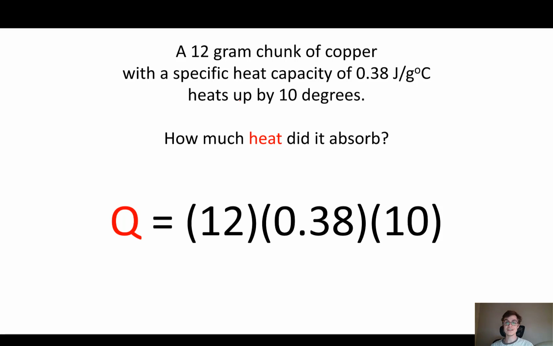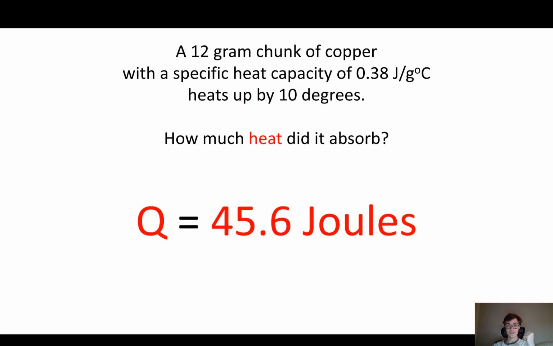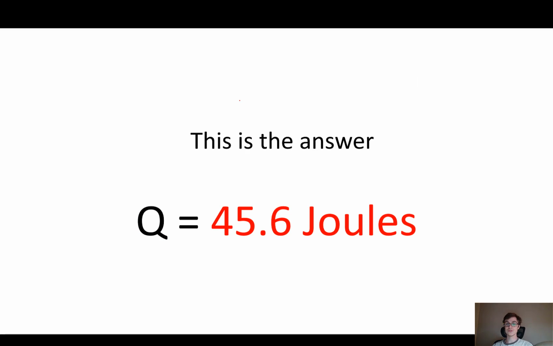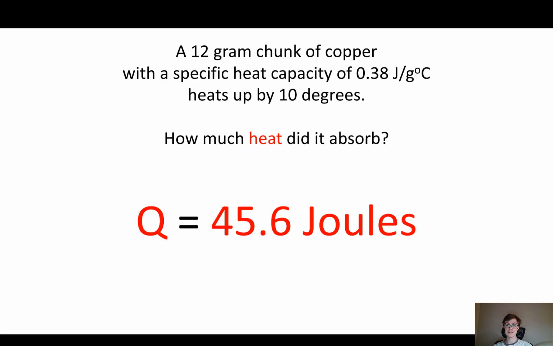I want to know how much heat this object absorbed, and heat is Q. So Q equals 12 times 0.38 times 10. I can put this into a calculator. Google is a calculator too if you need to. And it tells me that Q equals 45.6. So my answer, the amount of heat it absorbed, was 45.6 joules. That's how much energy I have to give 12 grams of copper for it to heat up by 10 degrees.